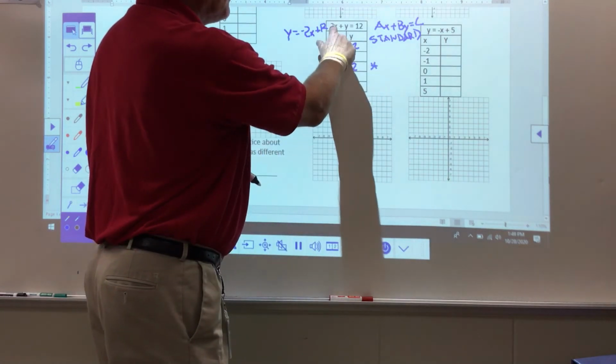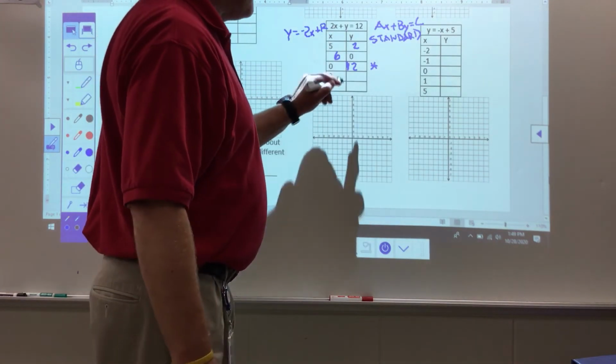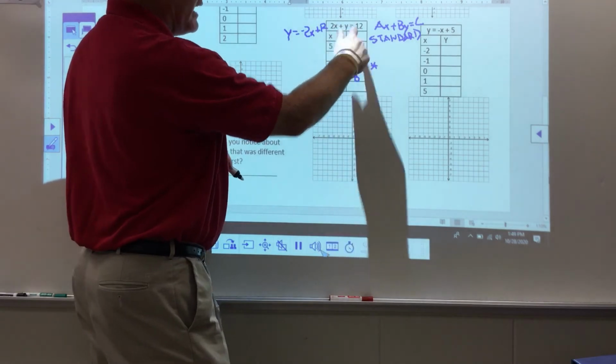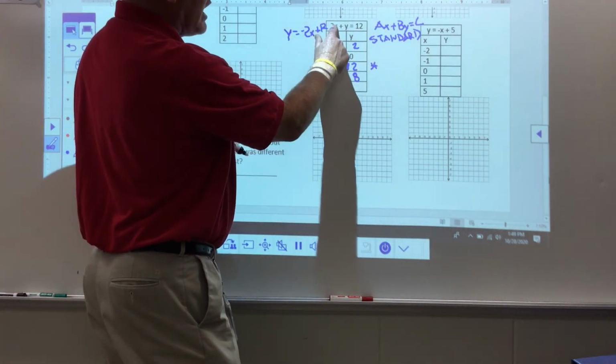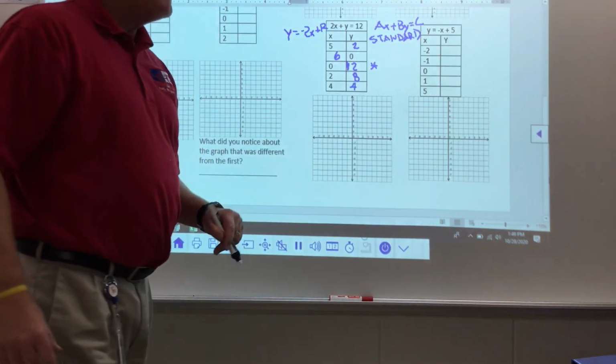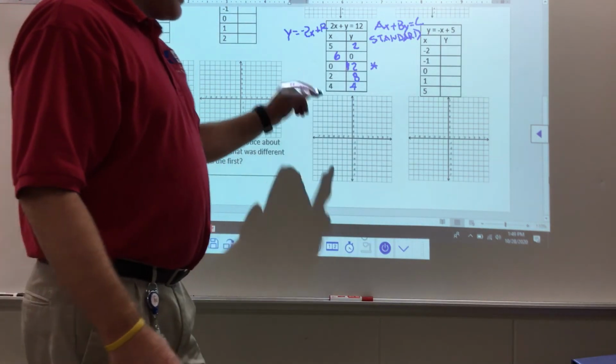How about if we put in 2 for x? What do we get out of there? I think we get an 8 for the y. 2 times 2 is 4, plus 8 is 12. We put in 4 in there. 2 times 4 is 8, plus 4 gives me the 12. So I'm just plugging those in. Let's graph them real quick.